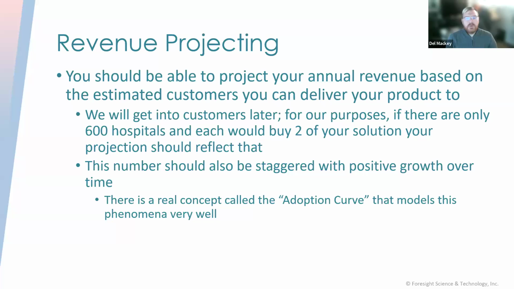But when looking at those projections, it's about knowing how that market can shift over time and knowing what the drivers are for those shifts. Great example here. If there are only 600 hospitals that can utilize the product you're developing, and each of them would be able to buy 2 of them, well, then your projection should reflect that. You have 1,200 customers. You can hit 100 of them the first year. You add 300 more the second year, and then you top that out with the last 200 the third year.